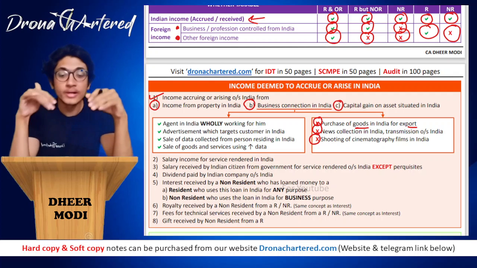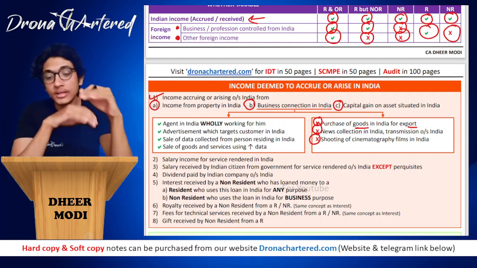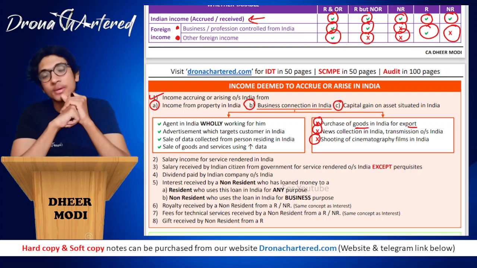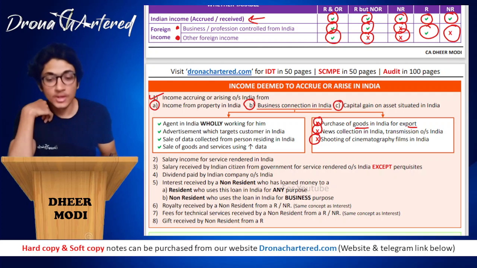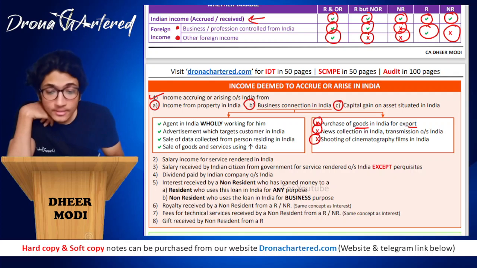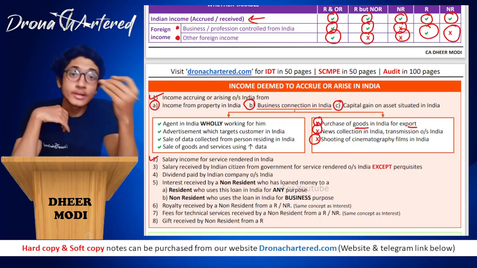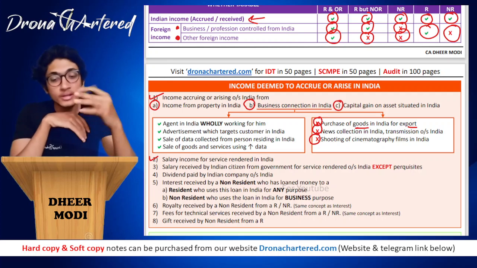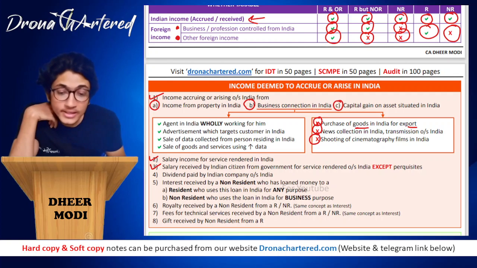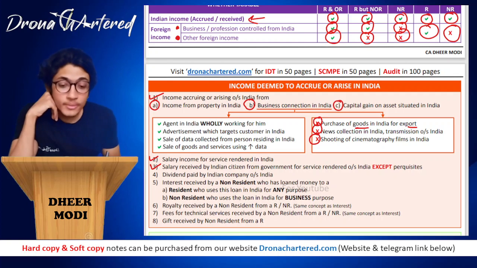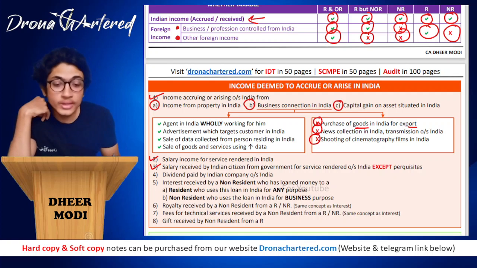If people from outside come to shoot for cinemas, in such a case it will not be termed as business connection in India. Okay. Now next we are doing is salary income or service rendered in India. So any service that you render in India, the salary income will be treated as income deemed to accrue or arise in India.